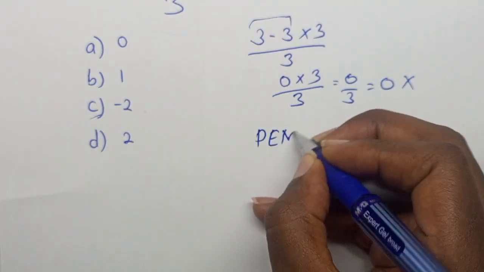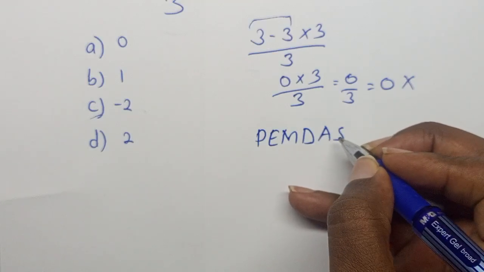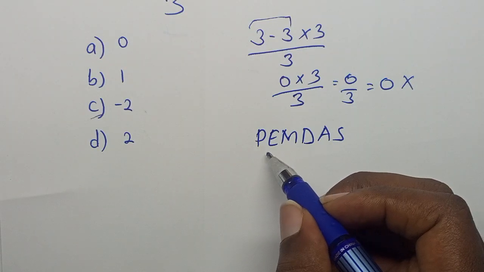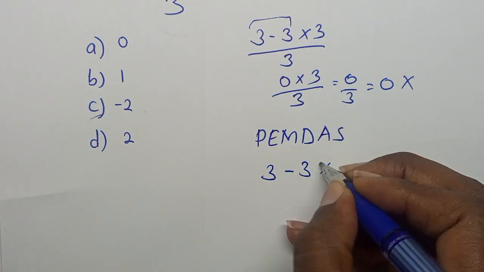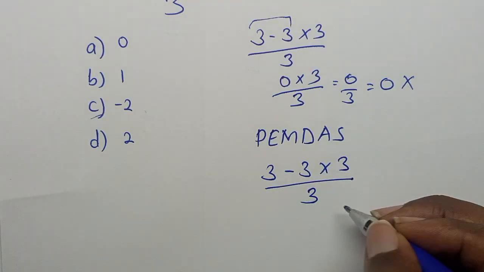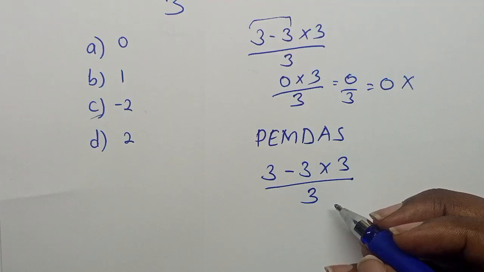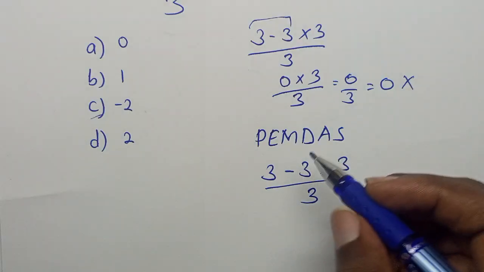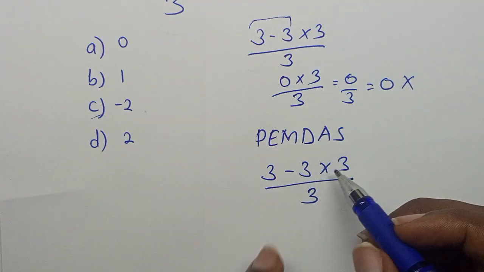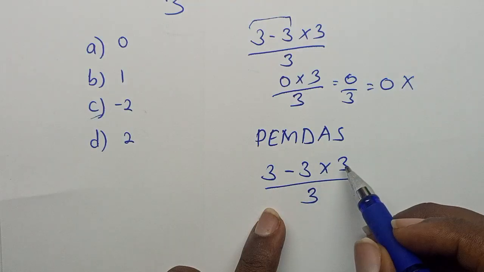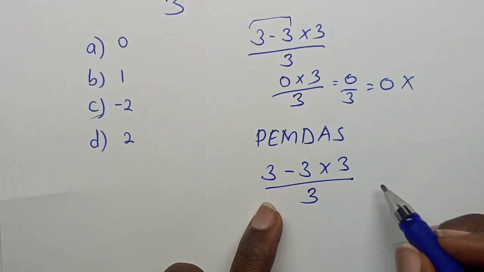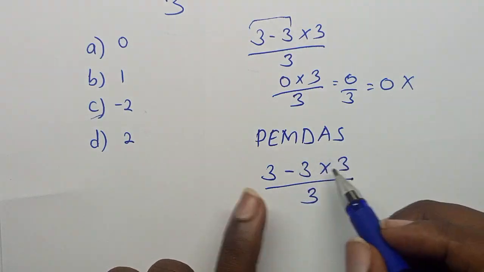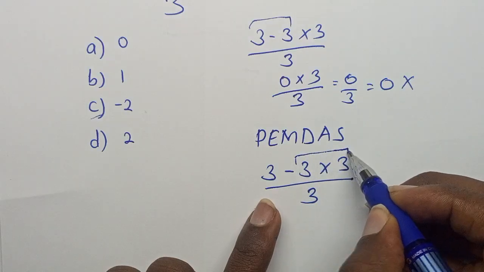So we have PEMDAS, where you have to work from left to right. So we have 3 minus 3 times 3 over 3. According to PEMDAS, we don't have parentheses, we don't have exponents, we have multiplication and division. So you assume you've carried out the division first. Now we come to multiplication here. So we have to work out this first.